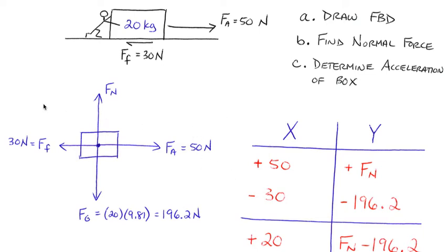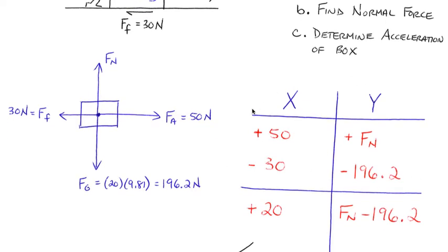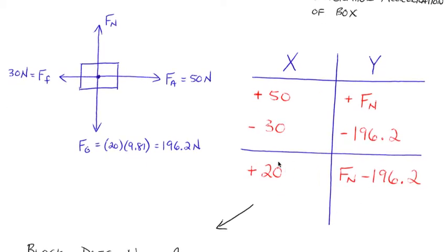I know that 50 newtons is my applied force, 30 newtons is my frictional force, and I've calculated the force of gravity using mass times 9.81, which gives me 196.2 newtons. Then I've set up my XY chart again. In the X direction, I have positive 50 newtons to the right, that's the applied force. I have negative 30 newtons to the left, that's the force of friction. In the Y direction, I have the normal force acting up, positive, and the force of gravity acting down. All I've done is sum my forces, again, just like F1 plus F2 plus F3, etc., and summed my forces in the Y direction.